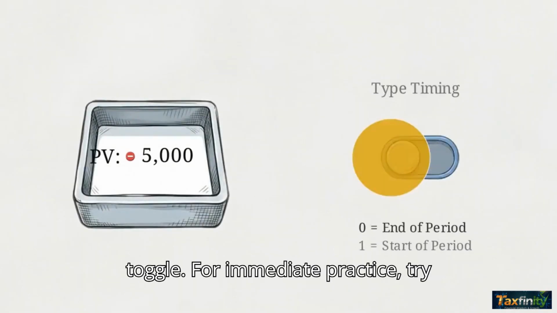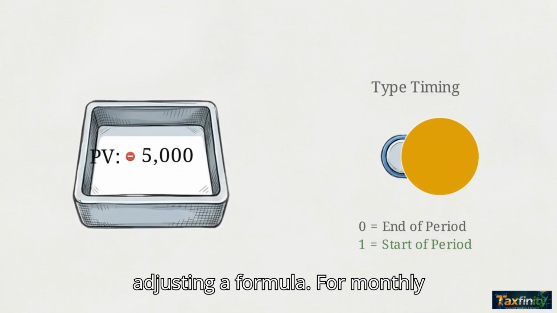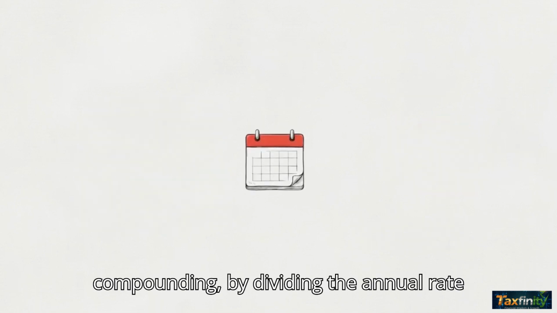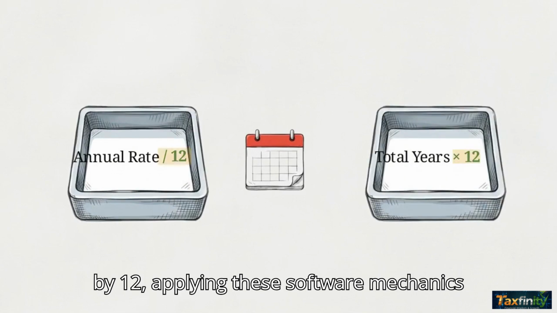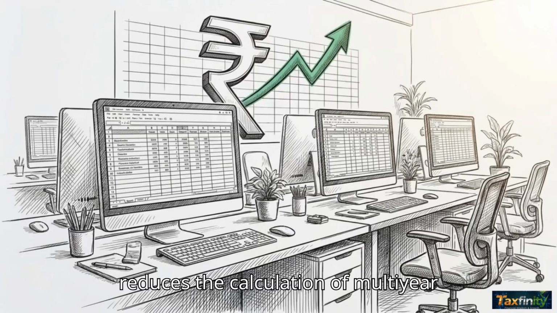For immediate practice, try adjusting a formula for monthly compounding by dividing the annual rate by 12 and multiplying the total periods by 12. Applying these software mechanics reduces the calculation of multi-year scenarios to a repeatable process.